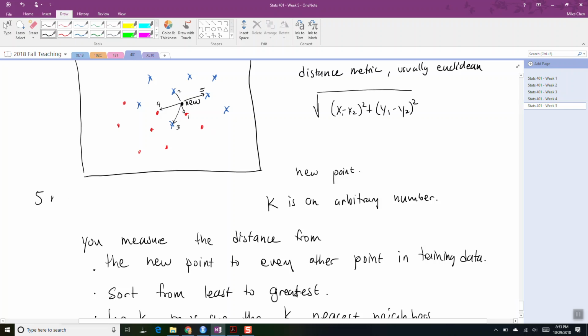So these are my 5 nearest neighbors. 3 are blue to our 2 red, so x new will be classified as blue. And that's it.